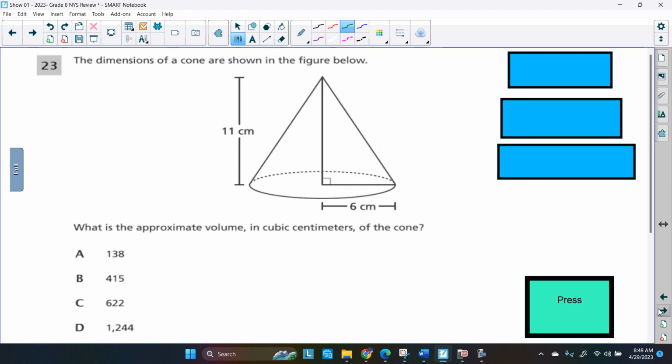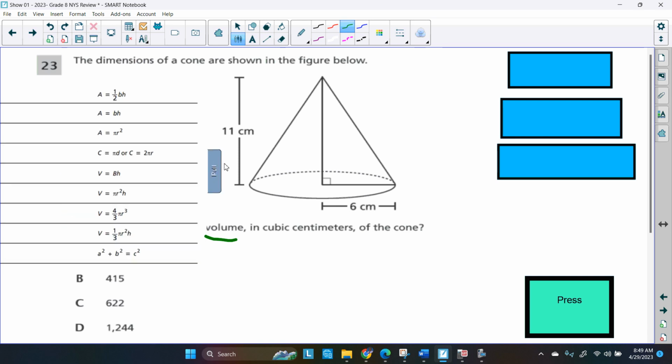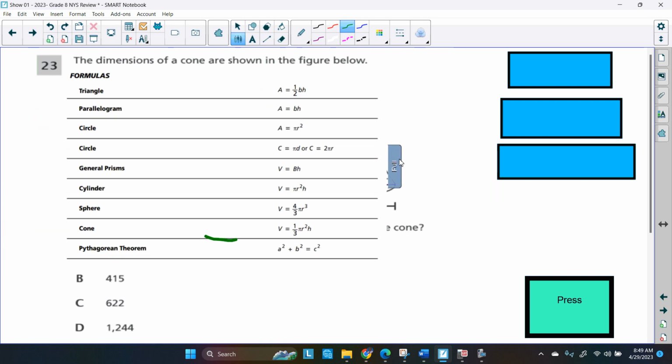All right, last question. The dimensions of a cone are shown in the figure below. What is the approximate volume, in cubic centimeters, of the cone? What's nice about this, we're dealing with volume again, and they have a sheet because there are a lot of formulas to deal with in 8th grade, and volume is one of them that's useful to have on the sheet.